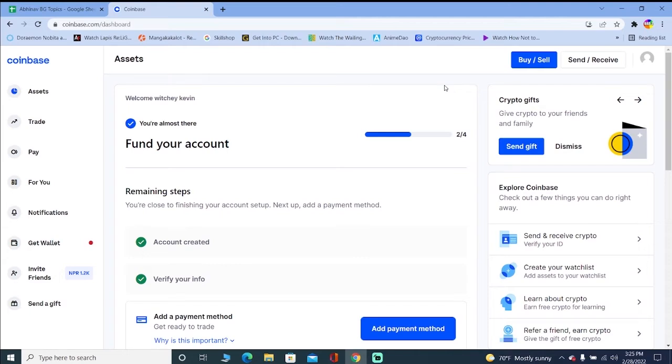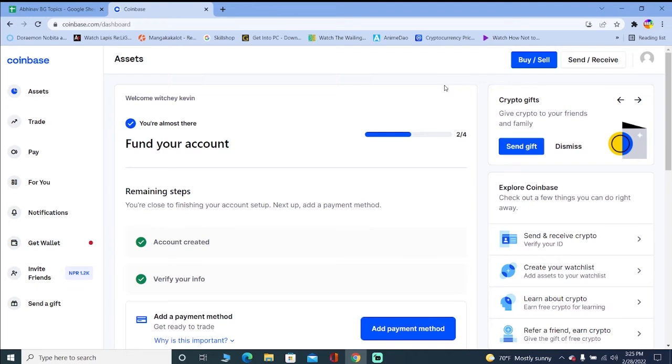So if your Coinbase account is under review, the only way to fix it is by completing its KYC. By that I mean by completing its verification process. So unless you verify your Coinbase account, your review is not going to be lifted, alright? Because Coinbase wants to know your actual identity, and the only way to know your actual identity is you completing the KYC. So your Coinbase account review actually means Coinbase requesting you to verify your account.